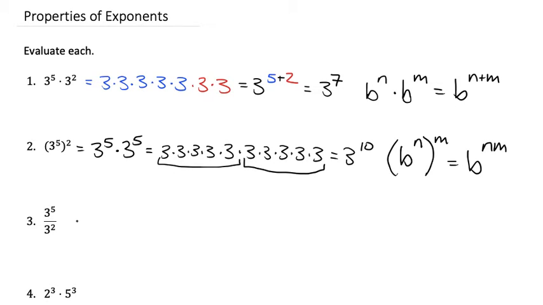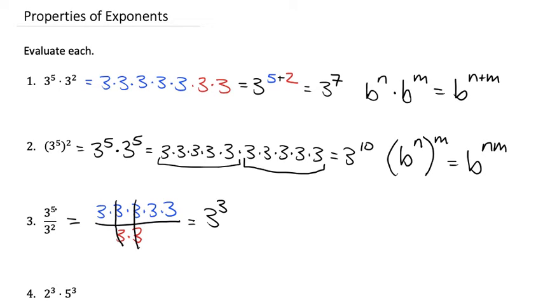In number 3, we have 3 to the 5th divided by 3 squared. So 3 to the 5th, again, is 3 multiplied 5 times, and 3 squared is 3 multiplied by itself, or 2 3's multiplied together. Now, what we can do in this case is cancel 2 3's from the top and bottom of my fraction here. So those 2 cancel, and those 2 cancel, and that leaves us with 3 3's, or 3 to the 3rd.